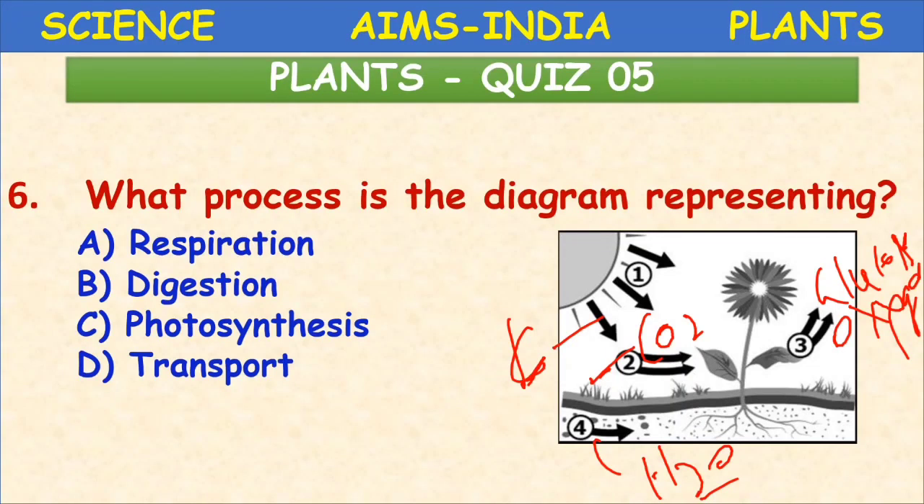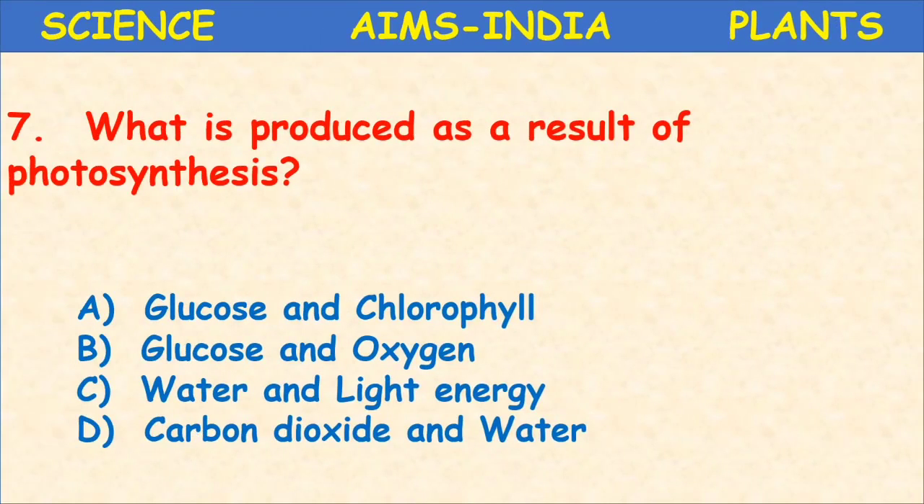Yes, children, any guesses? This is the process of making food. So the right option is C, photosynthesis. Clear, children? Now we'll go to the next question.